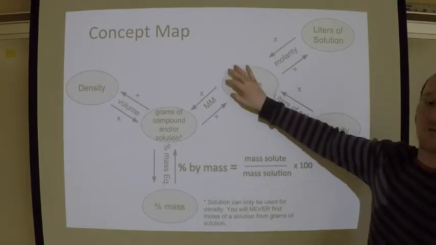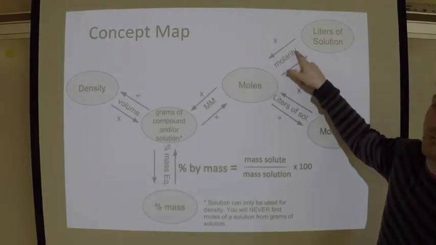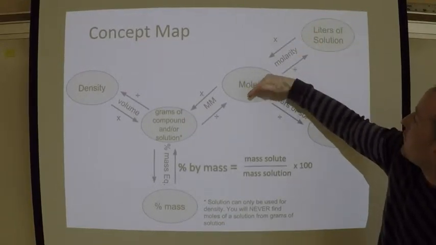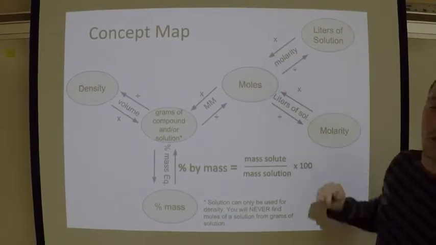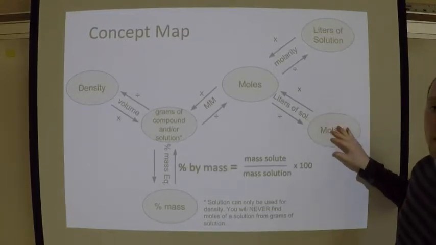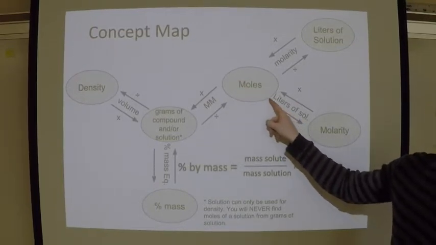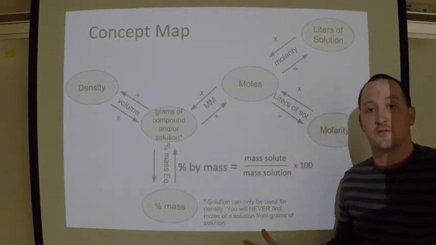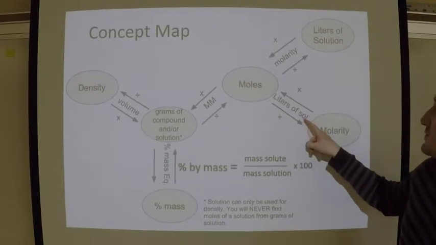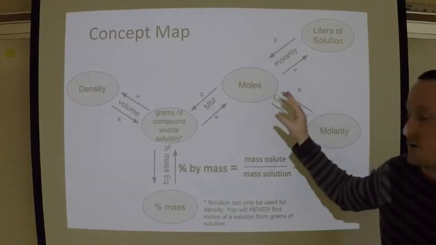So if I wanted to find moles and I was given liters of solution, I would also have to be given molarity. If I take my liters of solution and I'm trying to find moles, I would multiply by the molarity. In the same way, if I was given molarity and I wanted to find moles, I would need to know the liters of my solution. And if I knew the liters of my solution, I could take molarity times my liters of solution, and that would give me the moles of my substance. All right? So that's for the molarity section.